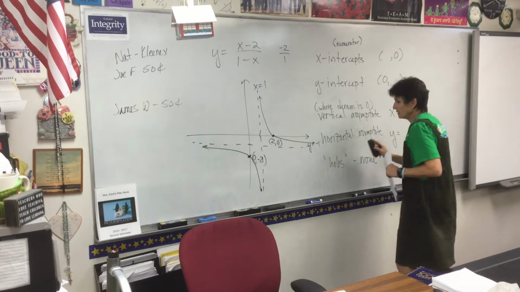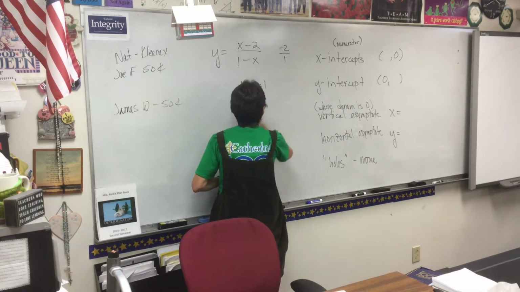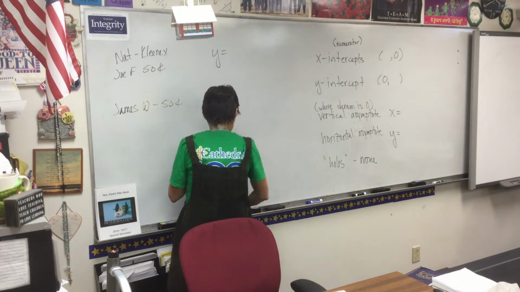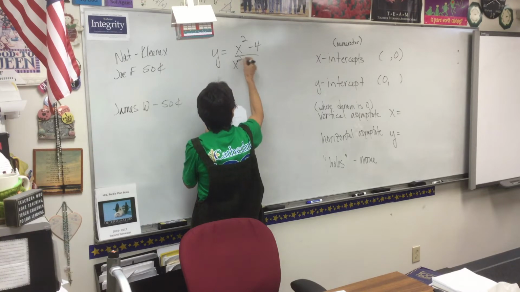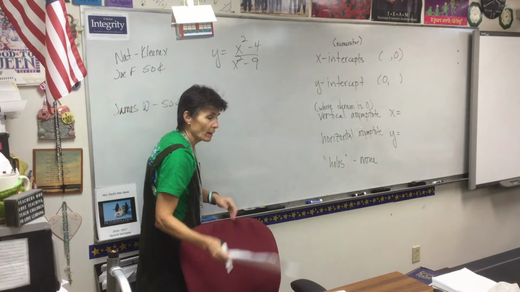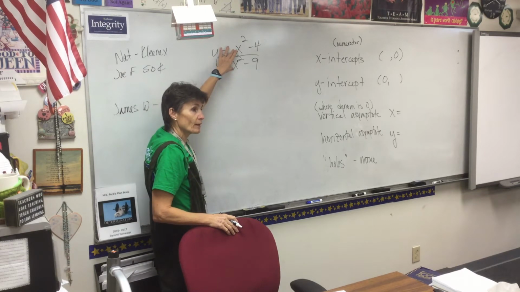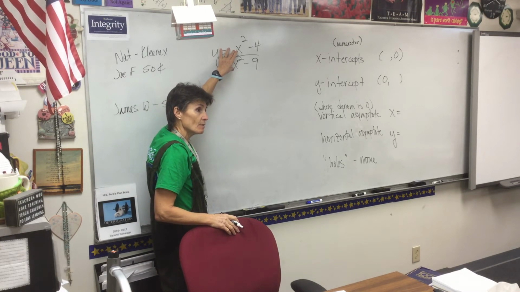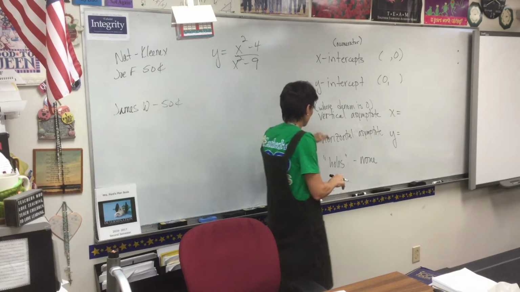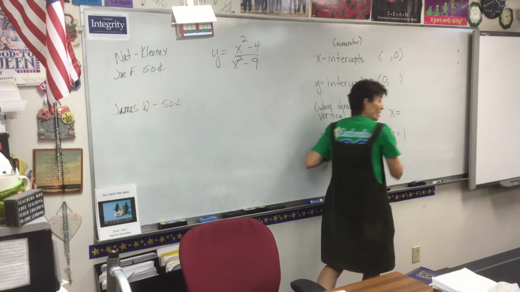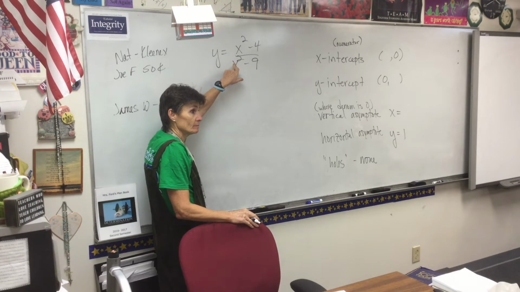This one looks a little bit different. Now wait a minute. I got an x squared over an x squared. There, they match. So my horizontal asymptote is going to be y equals 1, because it's x squared over x squared.